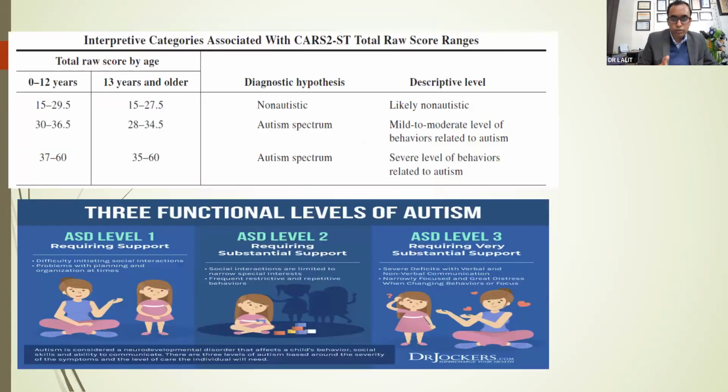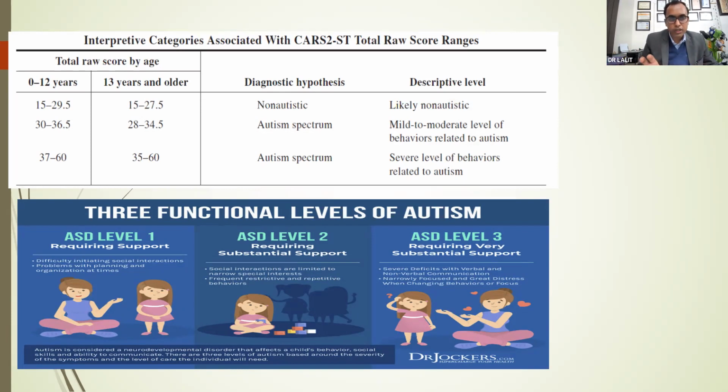So another good thing I was telling you is that this CARS2 correlates very well with the functional severity of the autism spectrum. As per the latest DSM-5 criteria, they have been characterized into 3: ASD level 1, 2, and 3. That is, requiring support, requiring substantial support, and requiring very substantial support. When you do a raw score, on the above chart there is a raw score for 0 to 12 and for 13 and above.